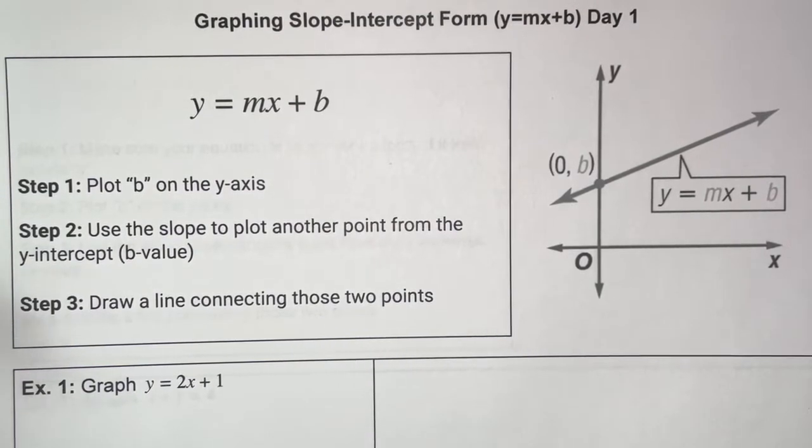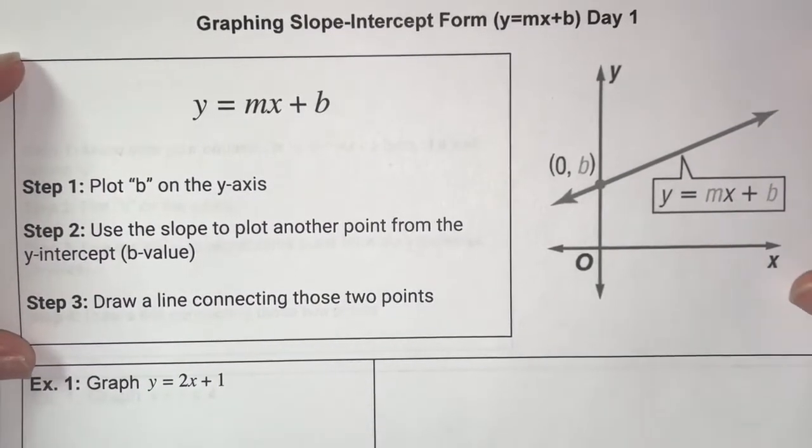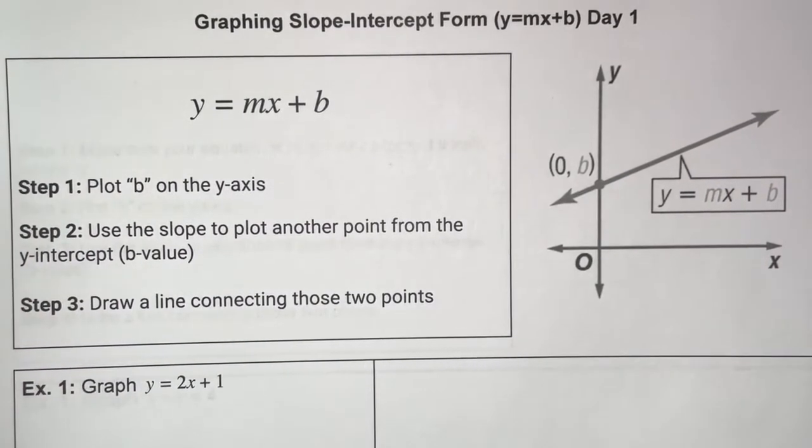Today's notes are graphing slope-intercept form, day 1. Slope-intercept form is y = mx + b. So take a second to pause the video and copy down these 3 steps on the top left, and then even the graph on the right side. They'll come in handy as we work through these examples.